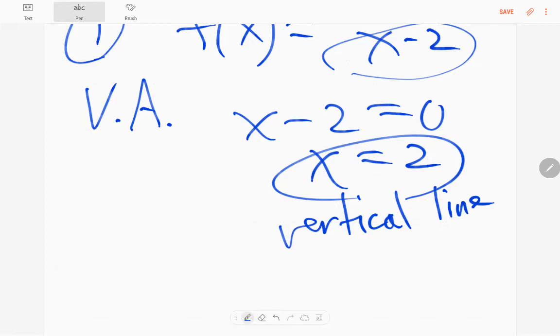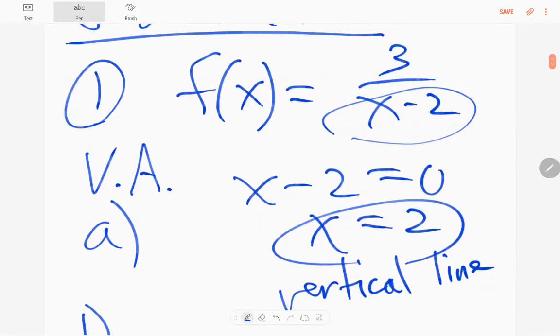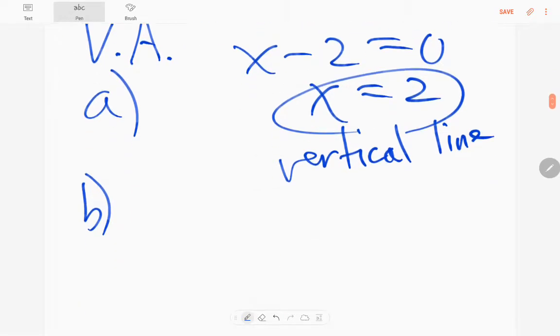Part B, find the horizontal asymptotes of the graph. That was part A. Now, horizontal asymptotes, that's where you have to look at the degree of the top and the bottom. Notice that the degree of the top is actually 0 because 3 is the same thing as 3 times x to the 0 power, because x to the 0 power is 1. And notice the degree of the bottom is 1. So whenever the degree of the top is less than the degree of the bottom, y equals 0 is your horizontal asymptote. And that's a horizontal line. That's essentially just the x-axis.